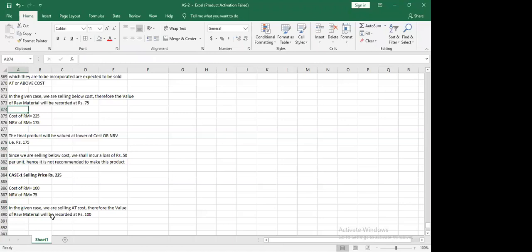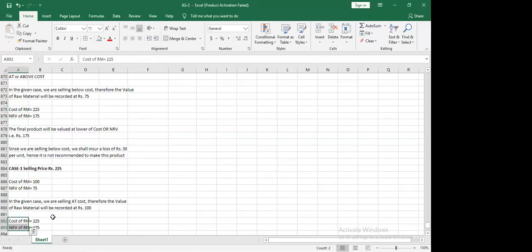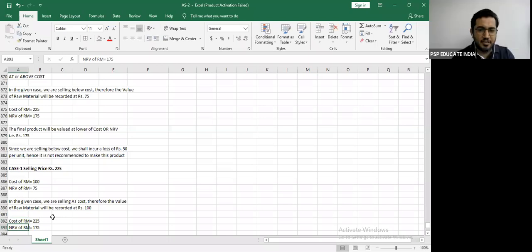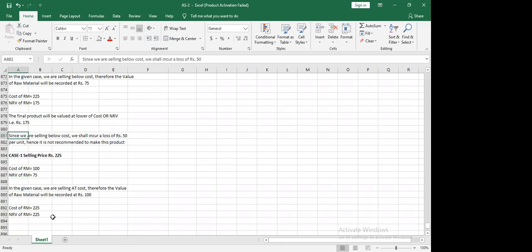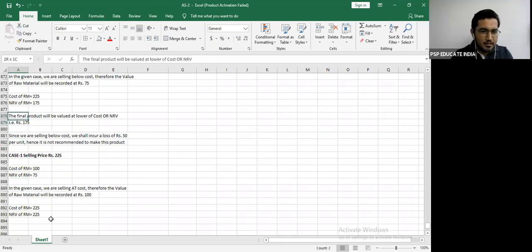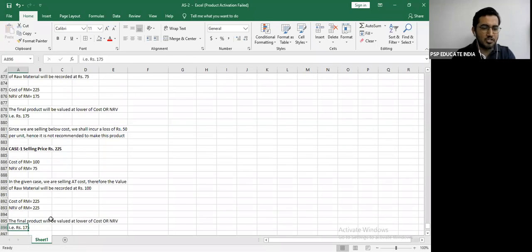Then the final product. Okay, here. And the second question is that should we produce the material or not? But here, if there is no gain or no loss, wait. I'm sorry to interrupt you, but you also have to tell me what is the value at which you will record the closing stock. Right now you have only told me about the raw material, but you have not told me about the final product. We will record it at 225. 225 because it is the same, right? Yes. So I am saying the final product will be recorded at lower of cost or NRV, which is how much?